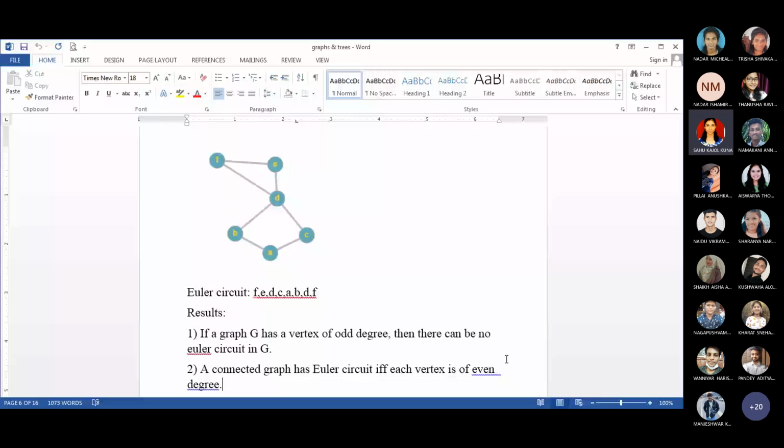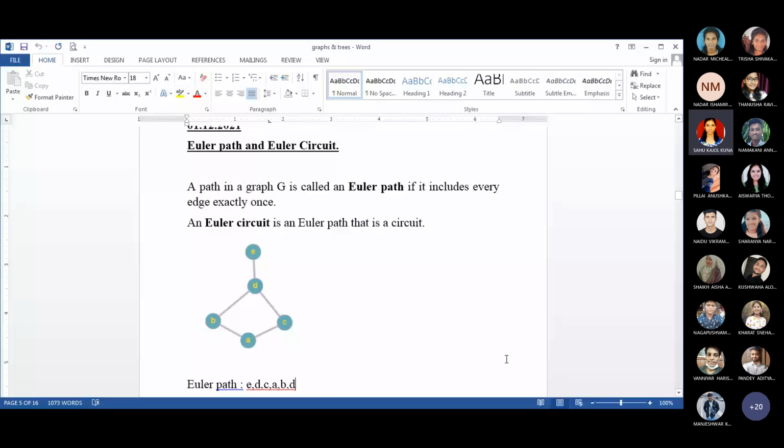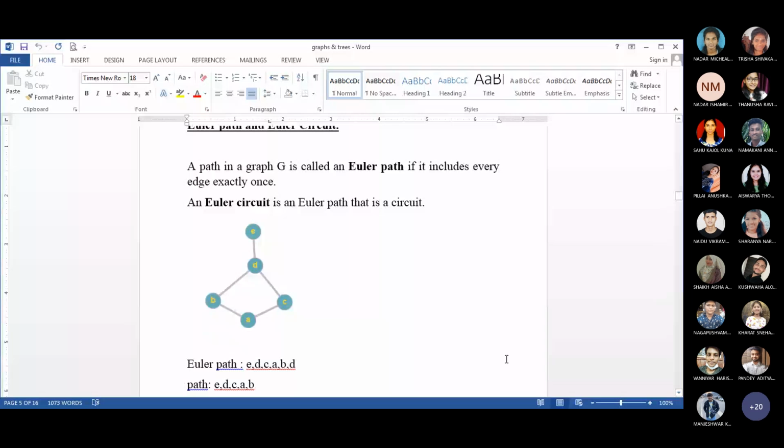Sir, if we have this vertex of odd degree, and if we have E as our starting point, then it should be our end point, no? For a Euler circuit, yes. For a circuit, if we start from E, we should end at E.